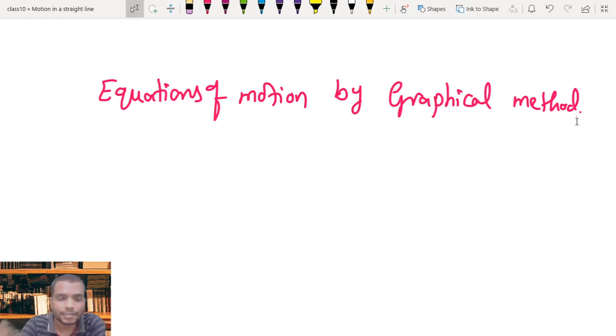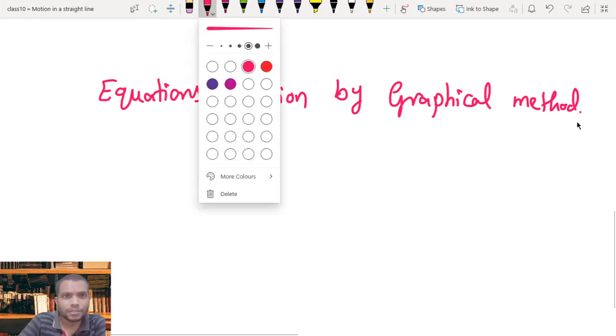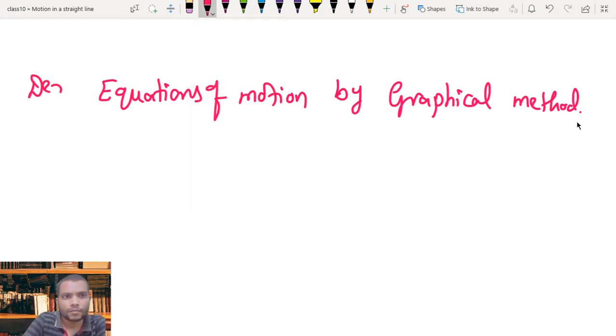Hi guys, let's derive equations of motion by graphical method. So we have three equations of motion that describe the relation between final velocity, initial velocity, acceleration, time and displacement.